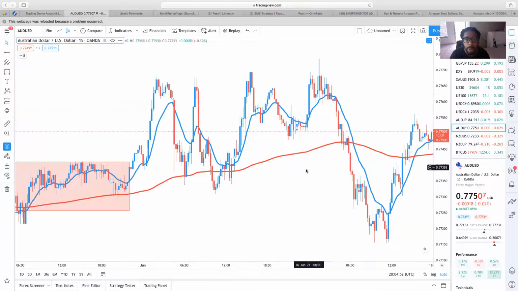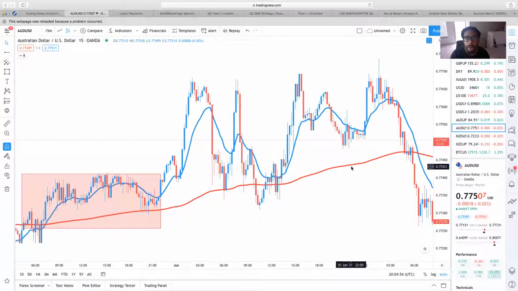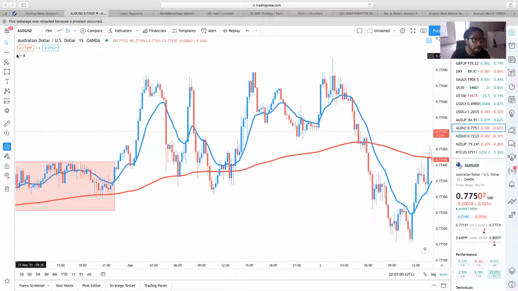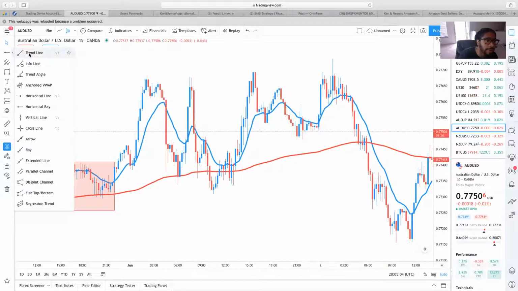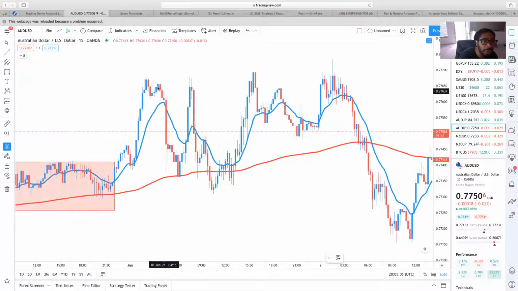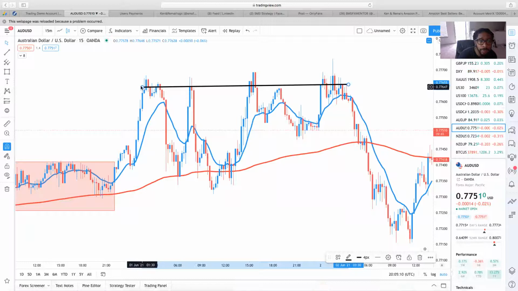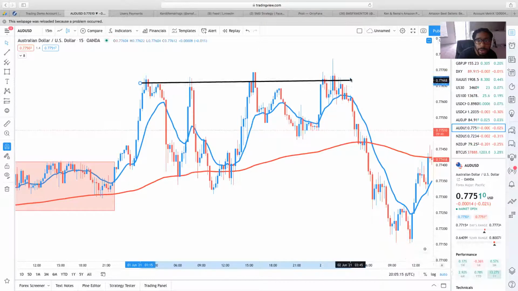Okay. So this is what I would do. And like I said, a lot of you guys, you can do the same thing. You can come over here to your tools, and then you can find where it says trend line, right? And so what you can do is you can connect your candles with 2 or more hits on the trend line, right?